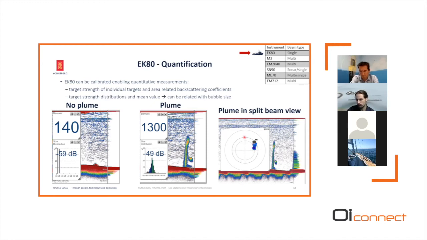Here to the right, we see how this split beam capability looks. In this example, we see that the bubbles could be detected in this sector of the beam, which again helps you if it comes to target signal correction along the range of the beam.